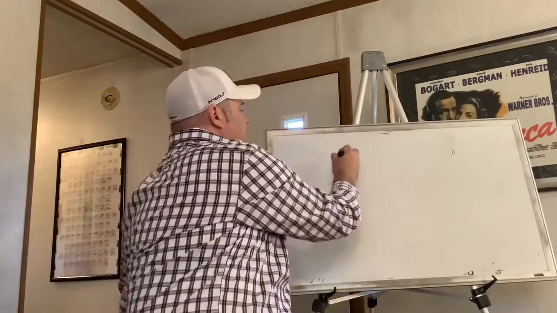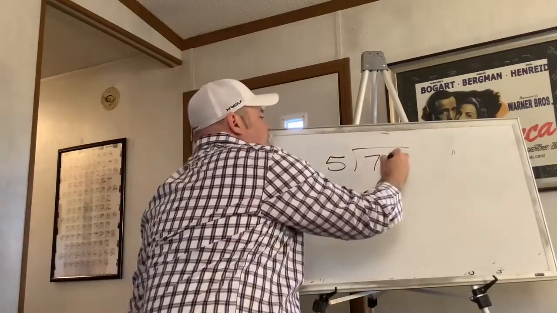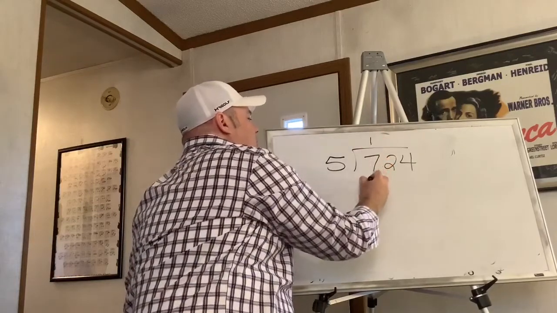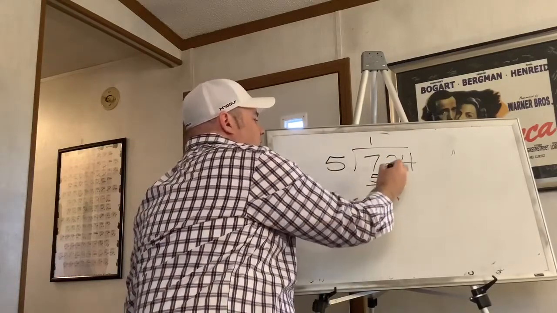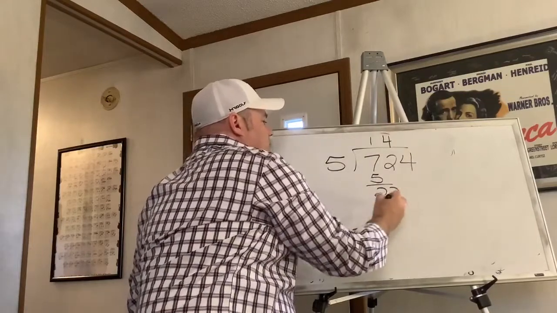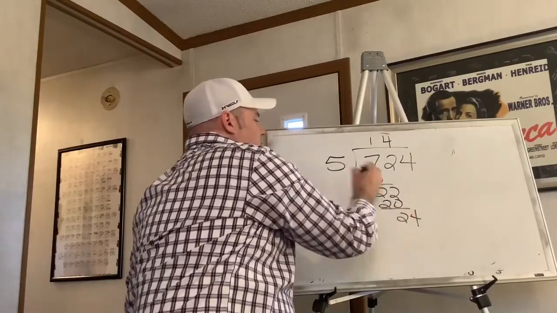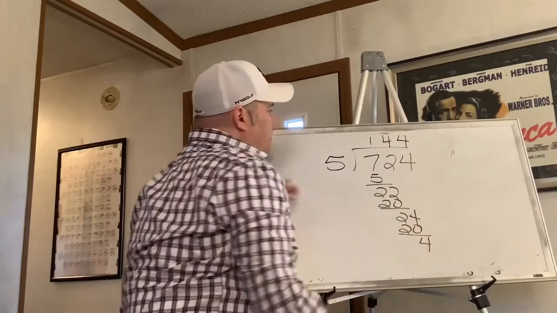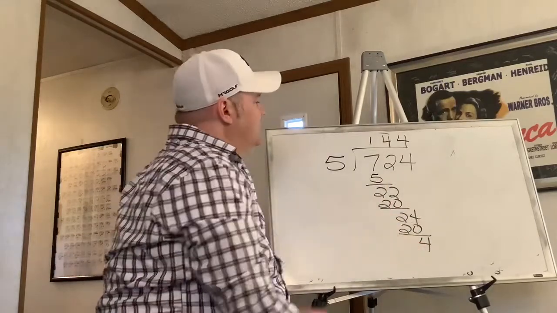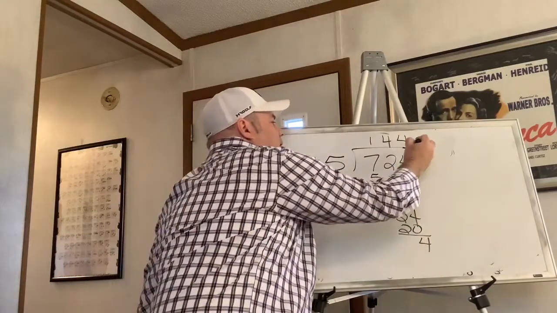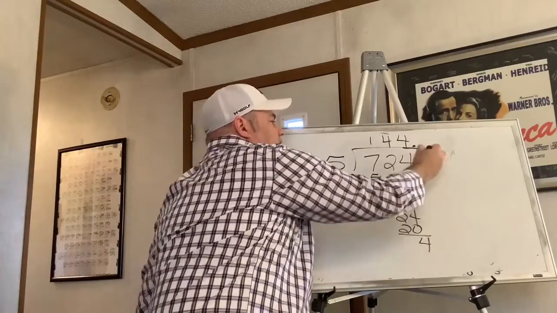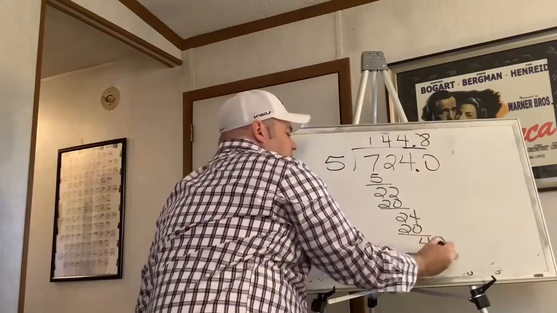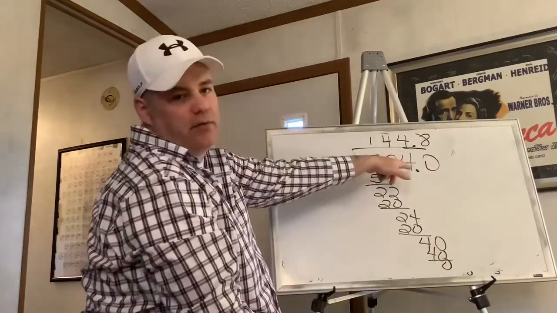Let's go 5 into 724. Okay, so 5 goes into 7 one time. Bring the 2 down. It goes into there 4 times. Bring the 4 down. It goes into there 4 times. And now we're at the end. We got a remainder, so we need to start our decimal. And we're going to put it right up above here. We're going to add a 0 and bring that 0 down. Now 5 goes into 48 times evenly, and that's where we're done: 144.8.